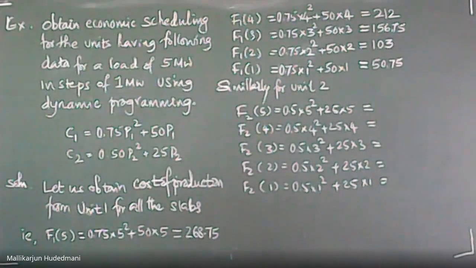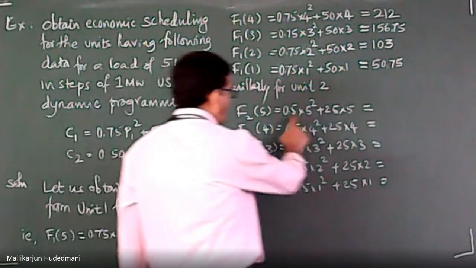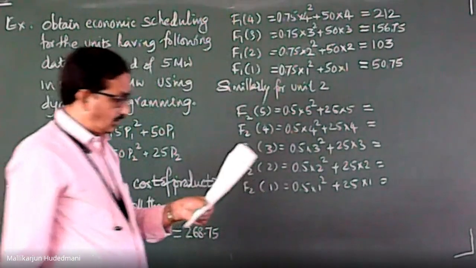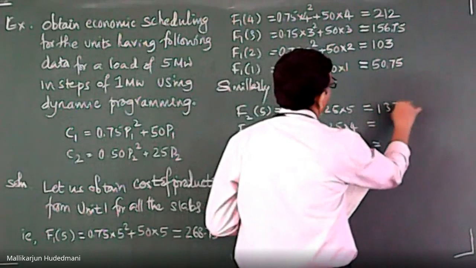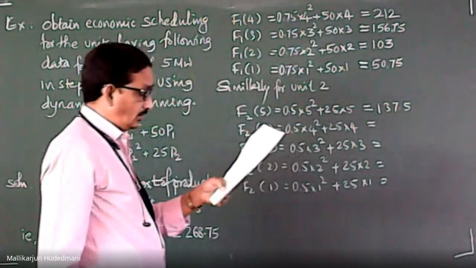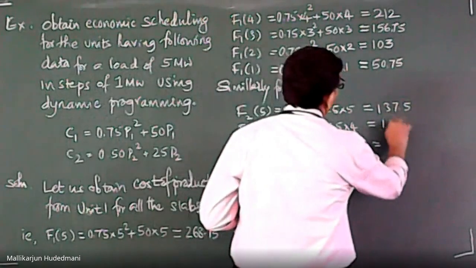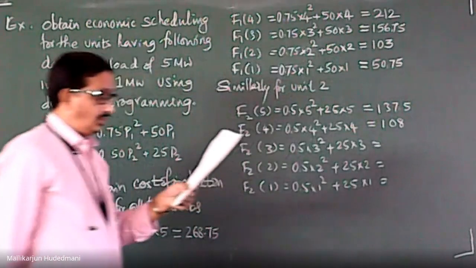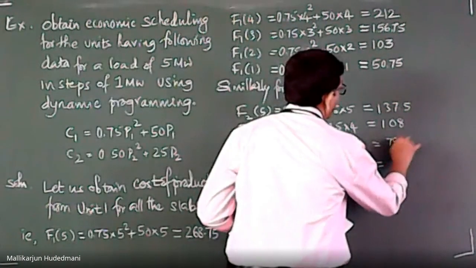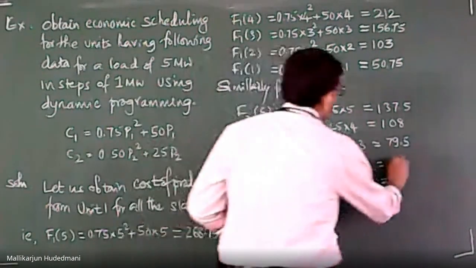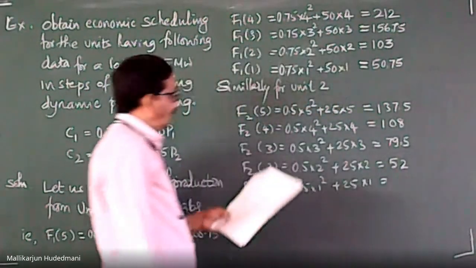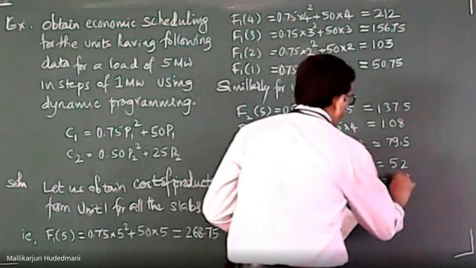Now, the only thing is I have to fill in the numerical values. If I have done the calculation systematically, I will be able to get these values from the calculator one by one. I have the values here. What are the values I have with me? The 5 megawatt returns 137.5. I have the solution with me. With 4 megawatt, I have 108. I have 3 megawatt, 79.5. Clear? 2 megawatt, I have 52. Then for 1 megawatt, I have 25.5.